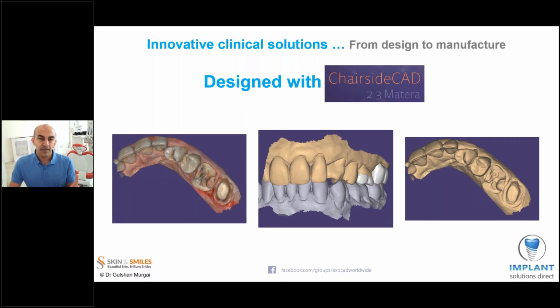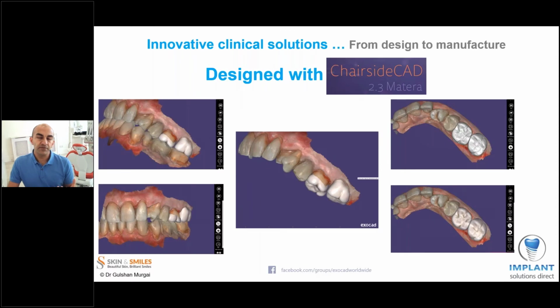You can see the color scan that I've taken. You can see the data when it's gone into exocad. Here you can see different views as to what I've done in terms of the design. You can see from the occlusal view. And in the bottom right-hand side, you can see an image where you can see the Fisher pattern in what we call the True Smile color.